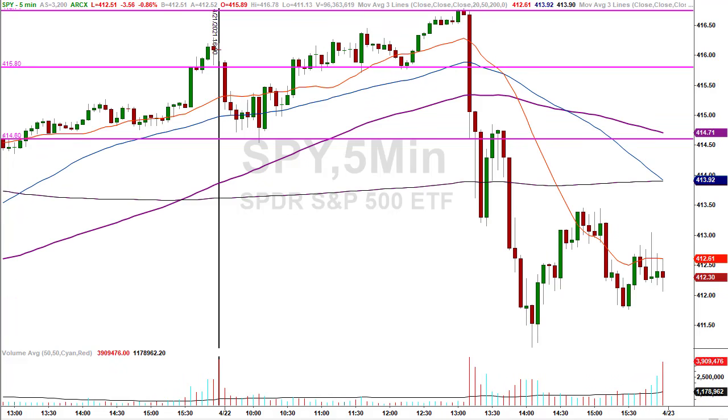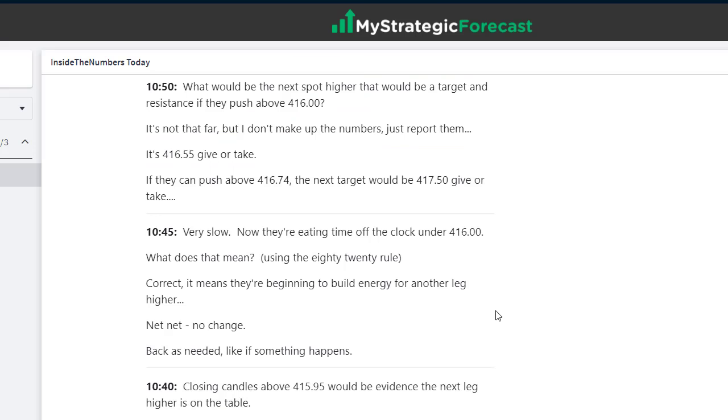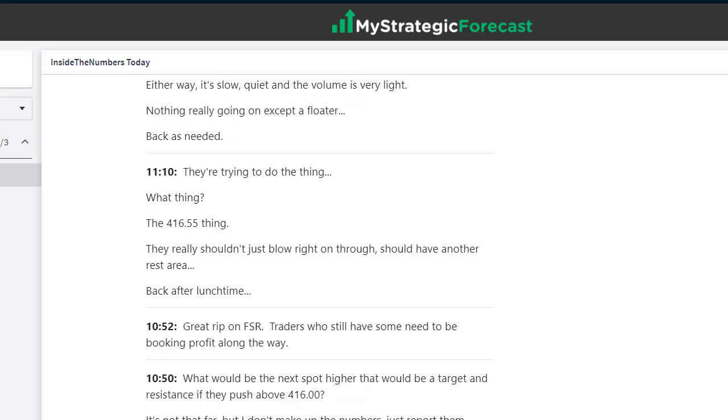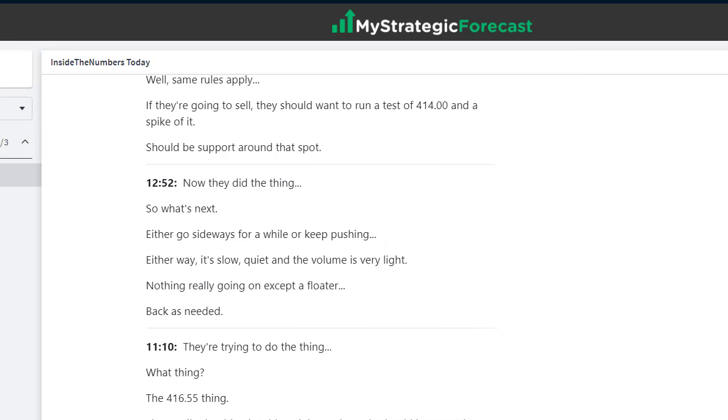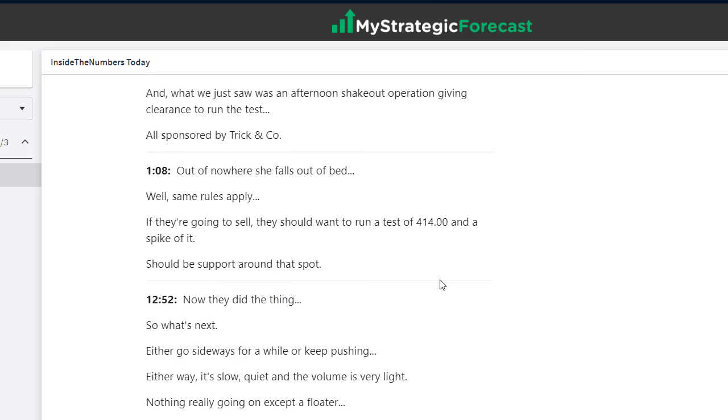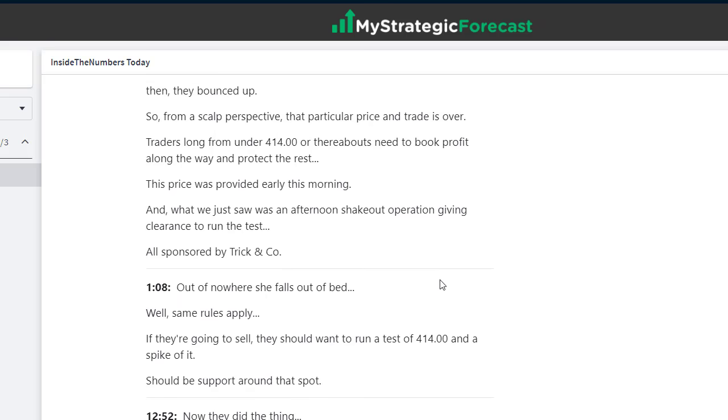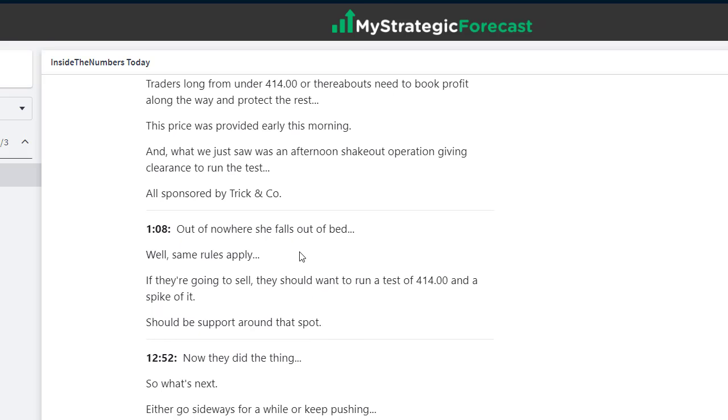There's your 416.55. There's your 416.74. Couple of pennies above was high of day. So we're moving along. They're trying to do the thing. What thing? 416.55. They really shouldn't blow right on through, should have another rest area, which they did, as you saw in the chart. You can go ahead and pause the video and read some more notes. I want to get to something else.